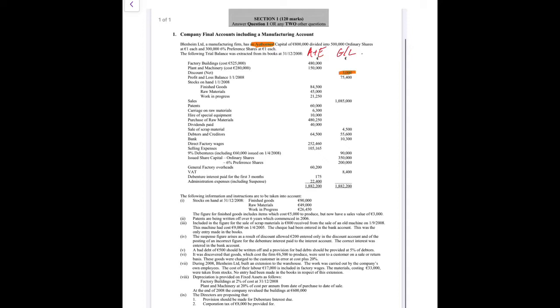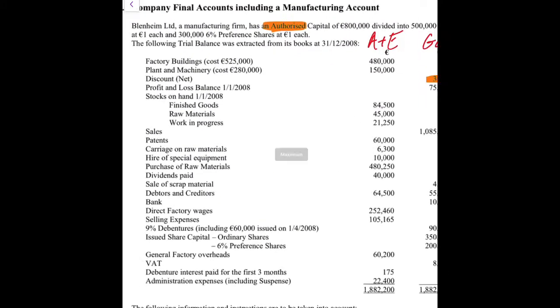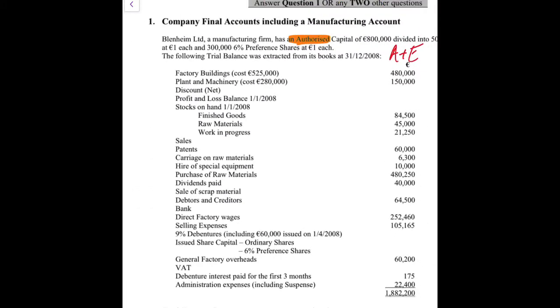So if you're looking at anything in the debit side, automatically you should know it's either going to be an asset or an expense. And similarly then with the credit side, you should know it's either going to be a gain or a liability. Okay. You have 3 stocks. So you've got 3 stocks in manufacturing accounts, whereas you only have one usually with a sole trader.